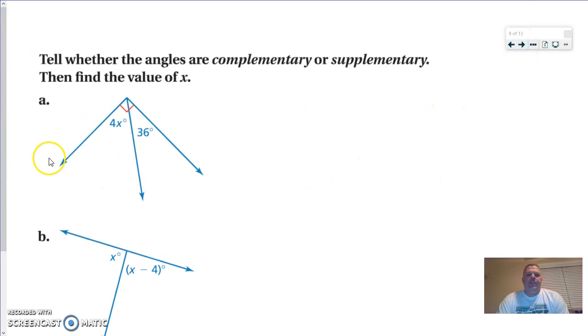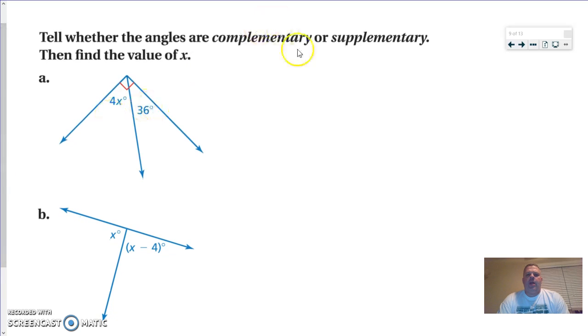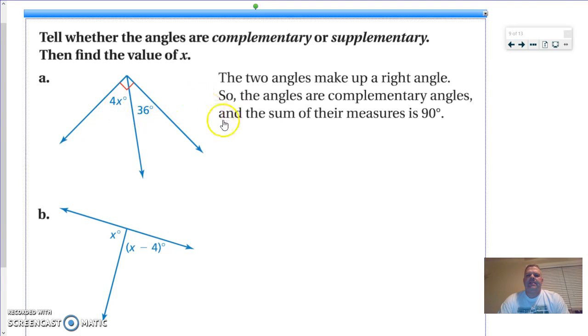In our next examples, we did some of these yesterday. First off, we have to determine whether they are complementary or supplementary. In the first one, you can tell that these are complementary because they add up to 90. In the second one, we have a straight line, so these are supplementary. When we do this, we know that 4x plus 36 will equal 90.